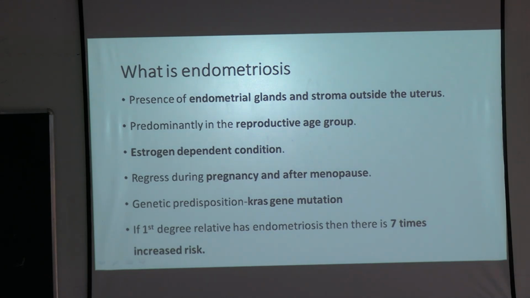And genetic predisposition, KRAS gene mutation. If first degree relative has endometriosis, then there is 7 times increased risk.